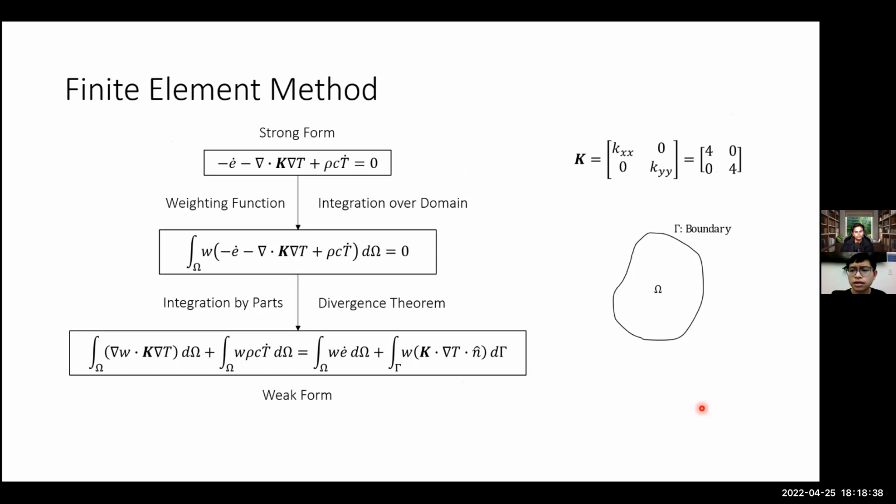Secondly, the problem can also be solved using the finite element method. As seen on the left, the governing equation is written in matrix form for easier mathematical manipulation. For the finite element method, the method starts from the strong form of the equation, which is the original PDE. From there, the equation is multiplied by a weighting function and integrated over the entire domain. After that, using methods such as integration by parts and the divergence theorem, the weak form of the equation can be derived, and you can see it on the bottom right.